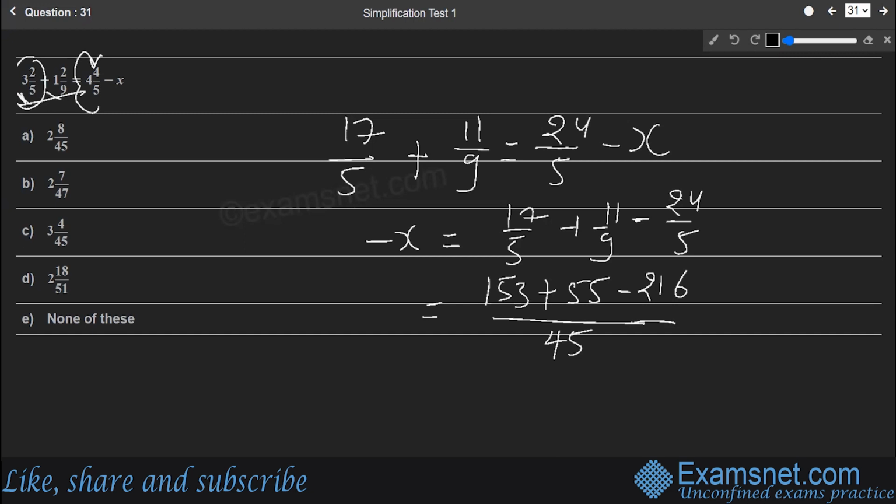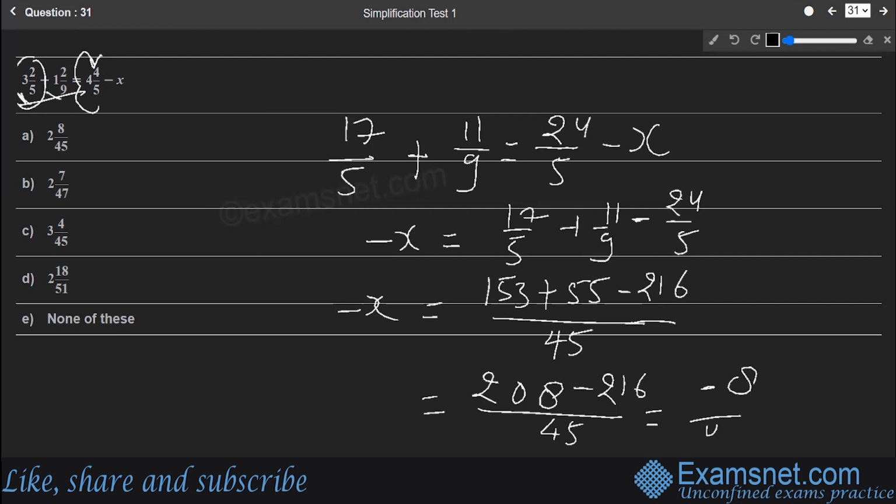Okay, we are supposed to solve this for minus x. So how much does this become? 153 plus 55. How much is that? 3 plus 5, 8. 5 plus 5, 10, 0, carry 1. 1 plus 1, 2. So 208 minus 216, divided by 45. This is what we are left with. 208 minus 216 is nothing but minus 8 by 45, and that is actually equal to minus x. So we can cancel the minus from both the sides, and we are left with x equal to 8 by 45.